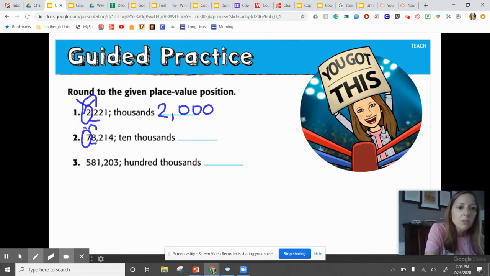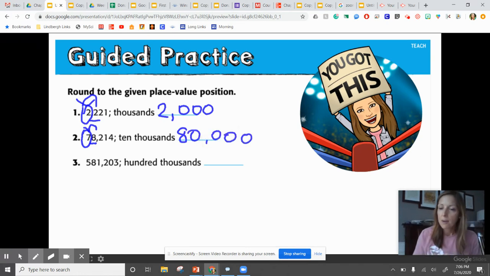And now we have to do our thinking. 5 or more, add 1 more. 4 or less, let it rest. I have an 8, which is more than 5. So that tells me 5 or more, add 1 more. Our circled number gets 1 more added to it. So that 7 turns into an 8. And then all the other numbers turn to zeros. So our new answer is 80,000.